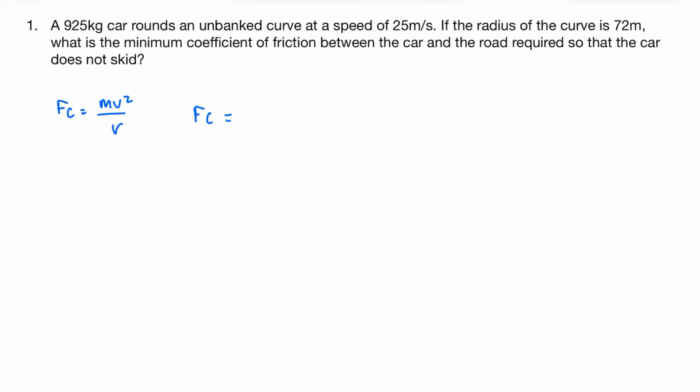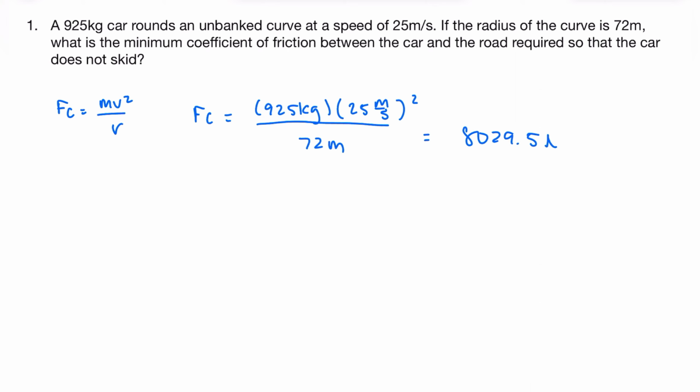So F_c equals 925 kilograms times 25 meters per second squared over a radius of 72 meters. And this is going to give us 8,029.5 newtons. So now that we have F_c, we have to ask ourselves, how can we find coefficient of friction with this? So since we need coefficient of friction, at some point we need force of friction because that is the only equation which contains mu, aka coefficient of friction.